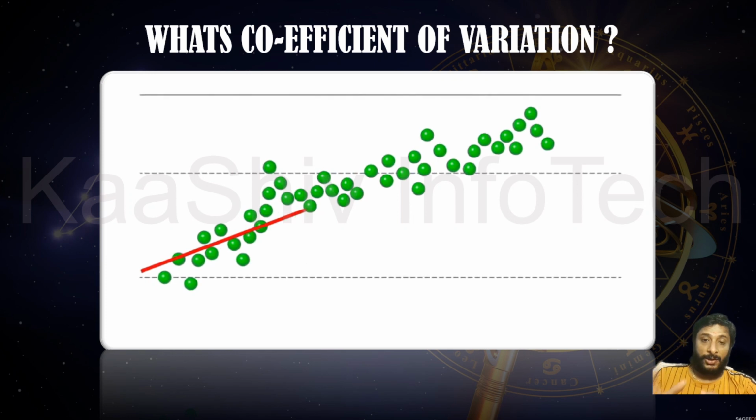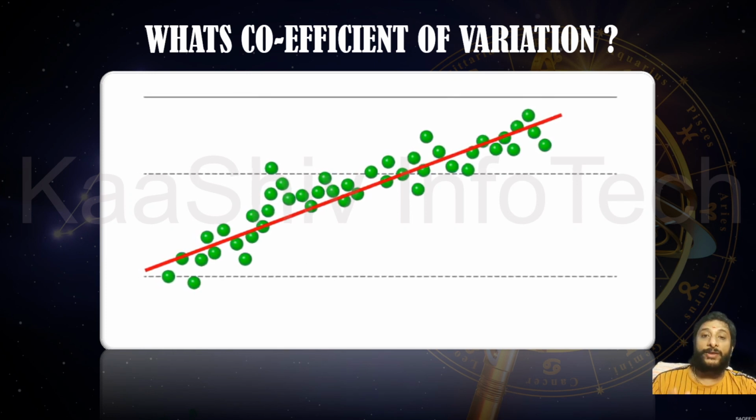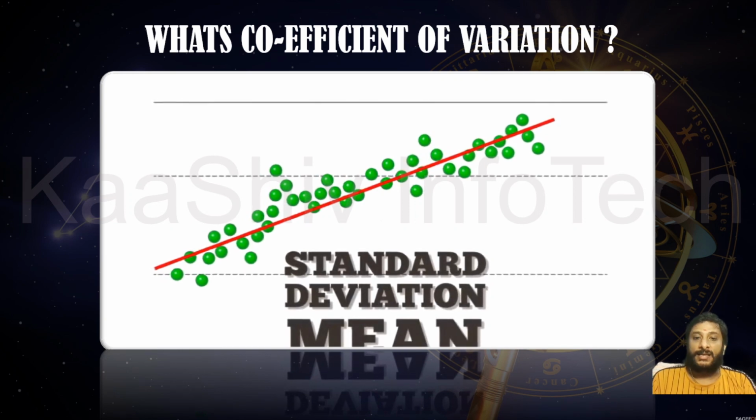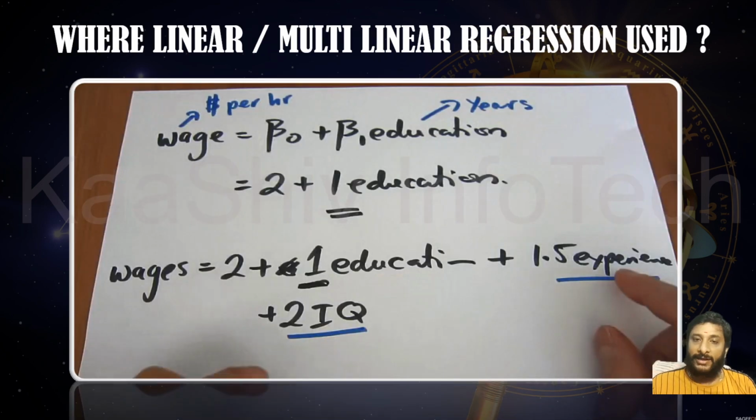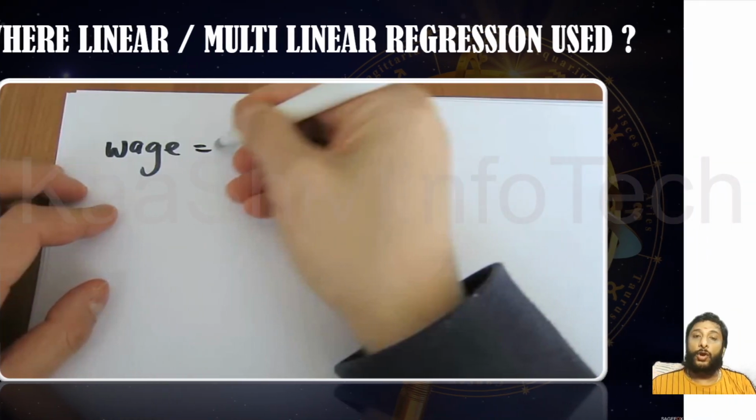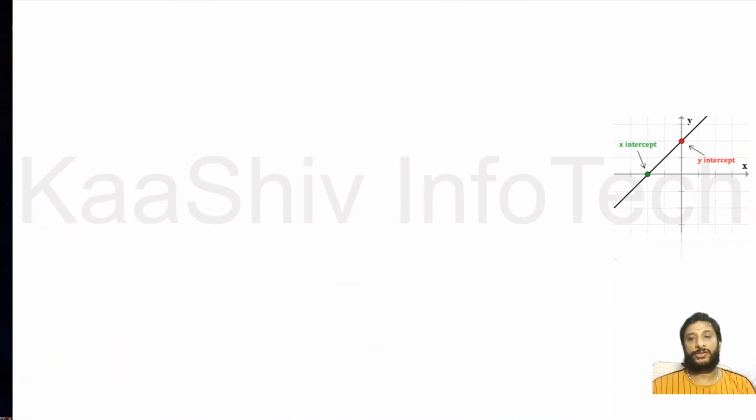This particular coefficient of variation will be used in the real world to identify which is the safest one. Normal linear regression, and if it is on multiple fields, that is called multilinear regression.